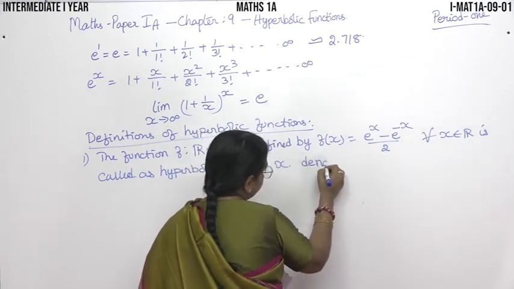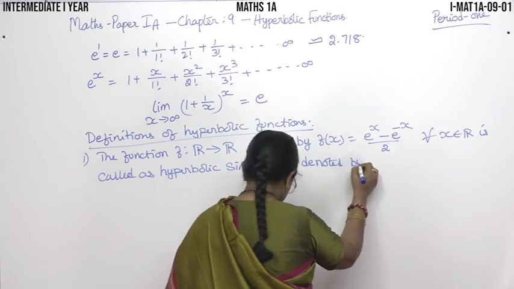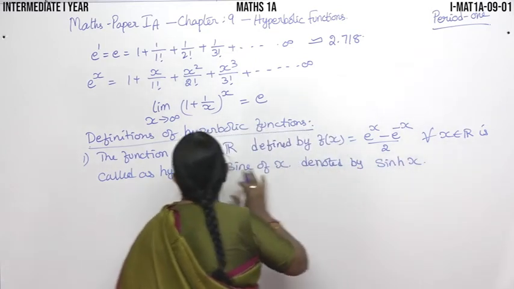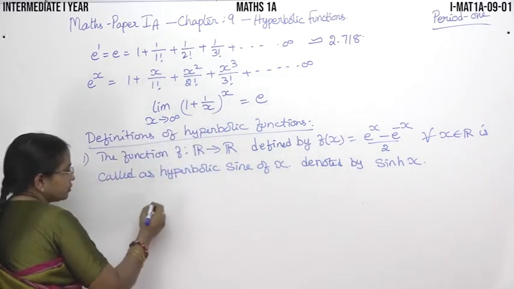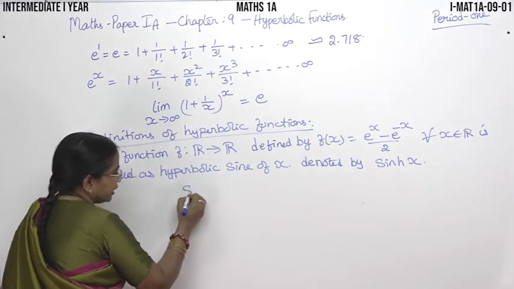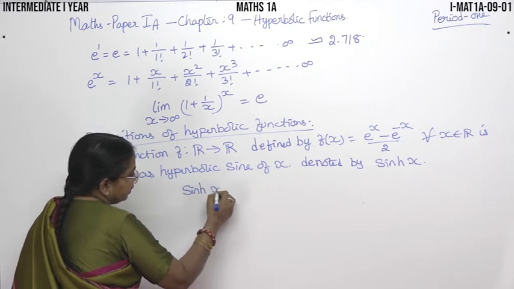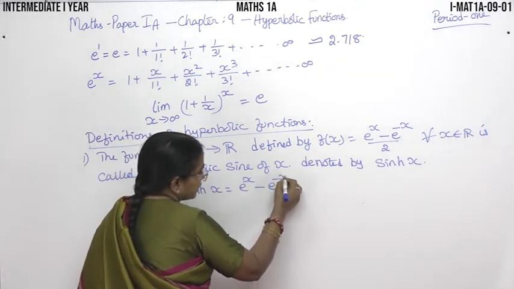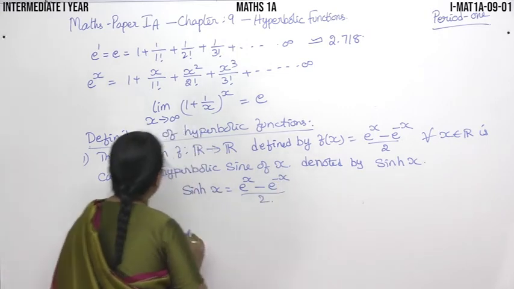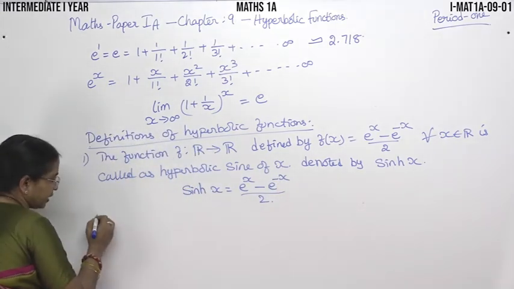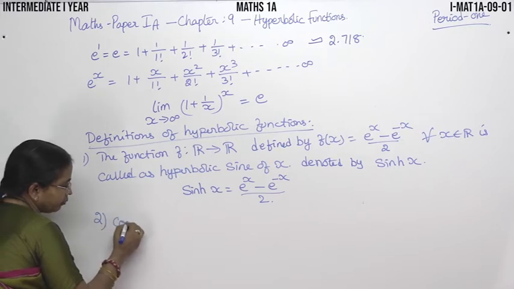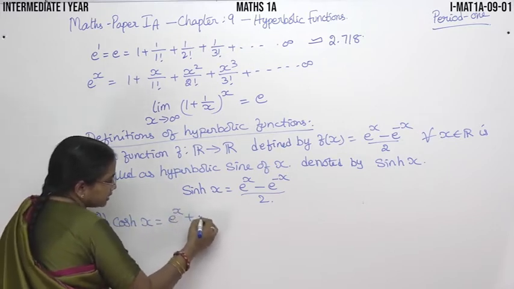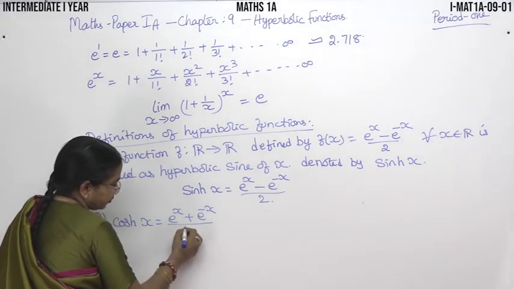Denoted by sin hx. So one definition we'll write in full form like this: sin hx is equal to (e^x minus e^-x) by 2. Second onwards, I'll just write the formula. So hyperbolic cosine, cos hx, is equal to (e^x plus e^-x) by 2.